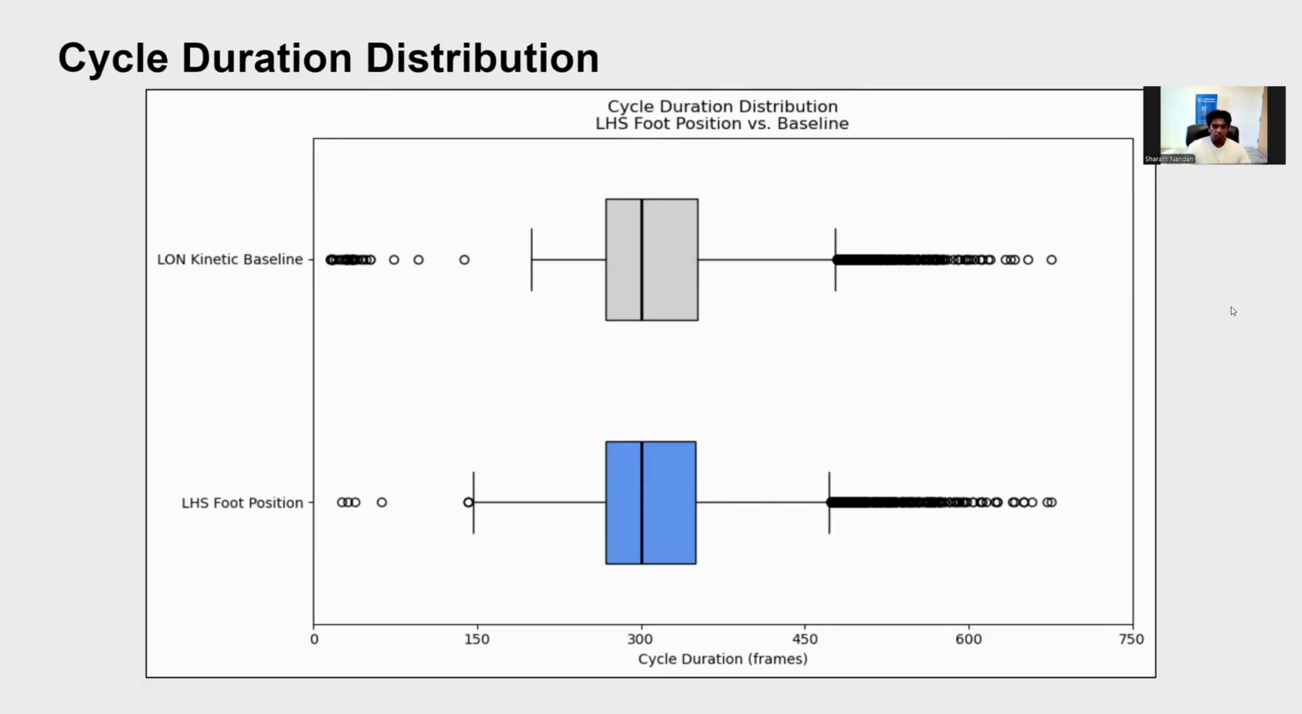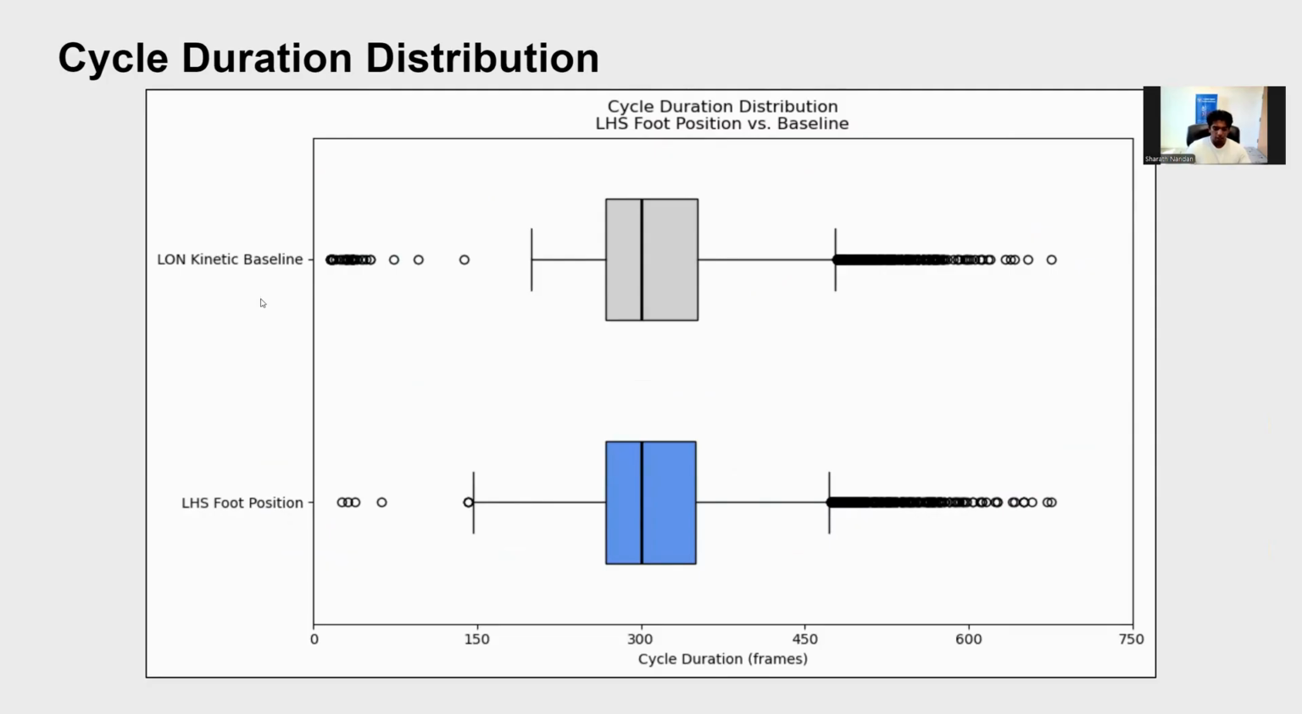So before we take a look at the statistical results, let's visualize the raw distribution of the cycle durations for one of these kinematic methods, the LHS foot position method. This was compared to the L-on kinetic baseline. This type of visualization gives us a first impression of if they look similar or not.